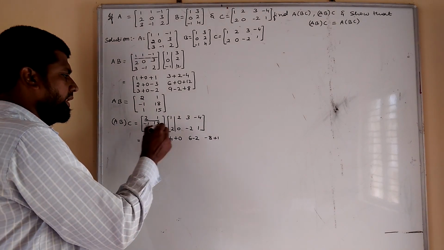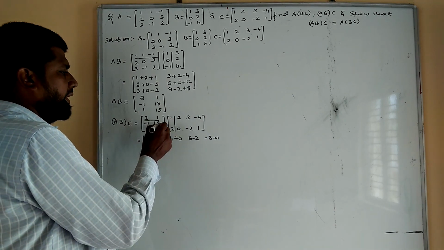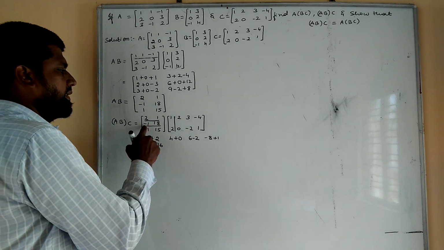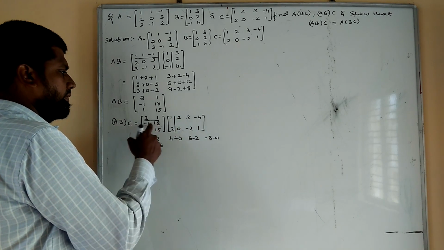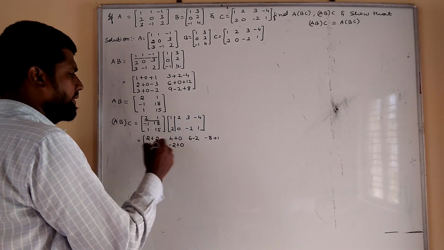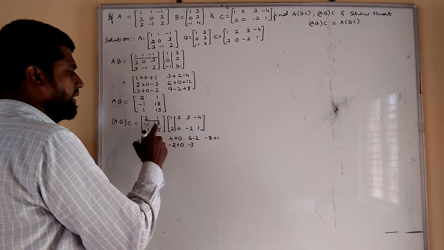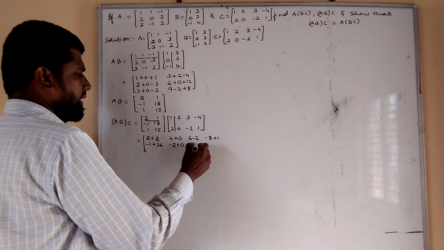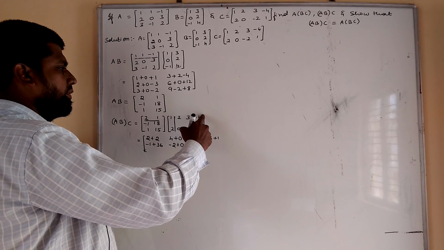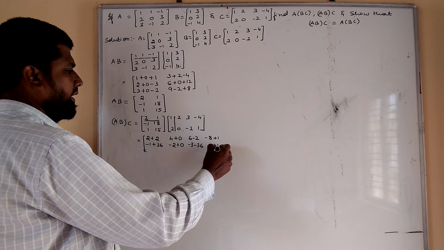Now let us go for the second row, first column. Minus 1 into 1 is minus 1, 18 into 2 is plus 36. Then second row, second column: minus 1 into 2 is minus 2, 18 into 0 is 0. Minus 1 into 3 is minus 3, 18 into minus 2 is minus 36. Then second row, fourth column: minus 1 into minus 4 is plus 4, 18 into 1 is 18.